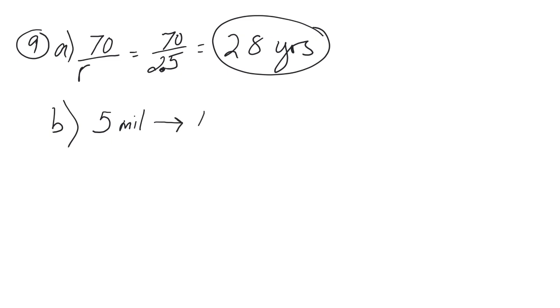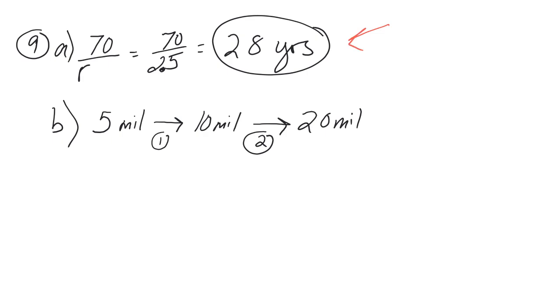If we double 5, we go to 10. If we double 10 again, it goes to 20 million. Okay, so it looks like we doubled the population once and twice. And we did this twice to get 20 million. So we found out from the earlier problem that it takes 28 years to double. So if we take 28 times 2 doublings, we get 56 years.